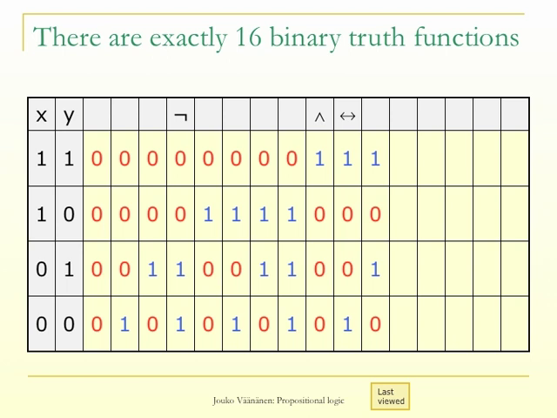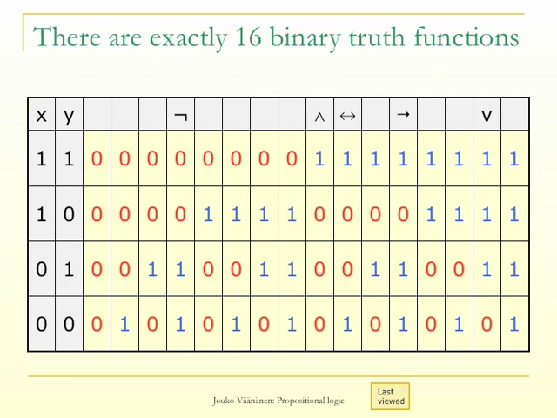Then we have the identity function y, after which comes the important truth table of implication. Then we have the identity function x. After the truth table of y arrow x, we find the truth table of disjunction. And finally, the constant function 1.